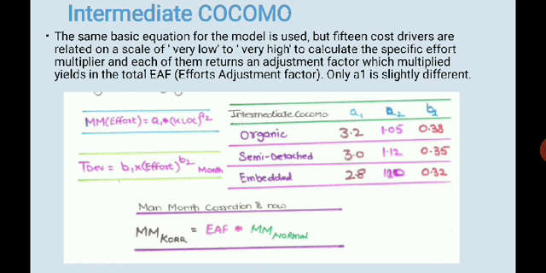Intermediate COCOMO. The same basic equation for the model is used, but 15 cost drivers are rated on a scale of very low to very high, and they calculate the specific effort multiplier. Each of them returns an adjustment factor, and the multiplier yields the effort adjustment factor. Only A1 is slightly different, right? So you have 2 in here. The man-months correction is there, that is, you divide by the 2 and then you get it. So it is very similar, with just a little difference.